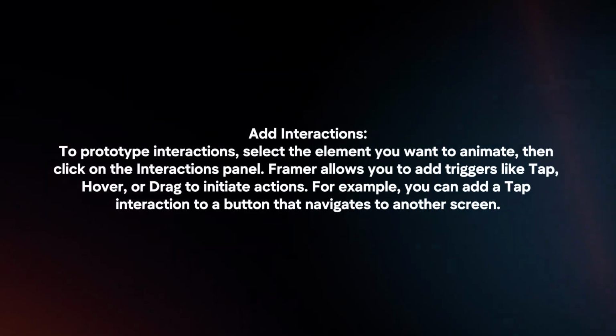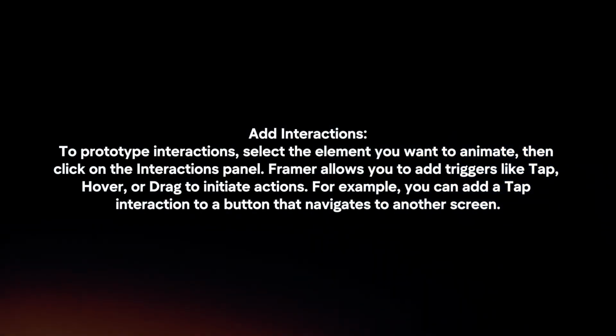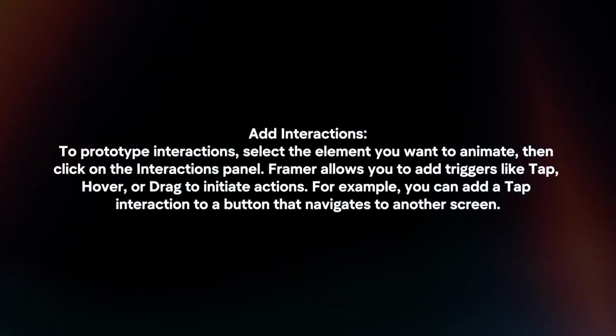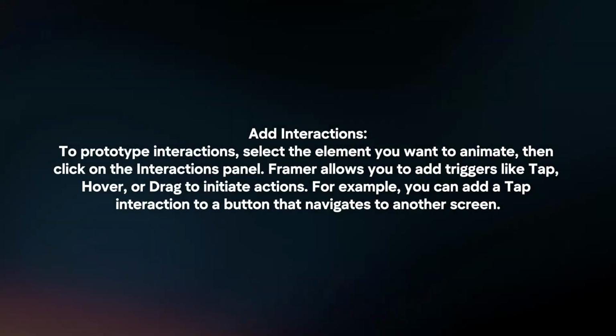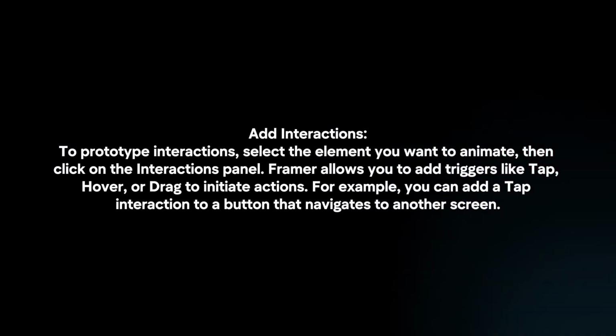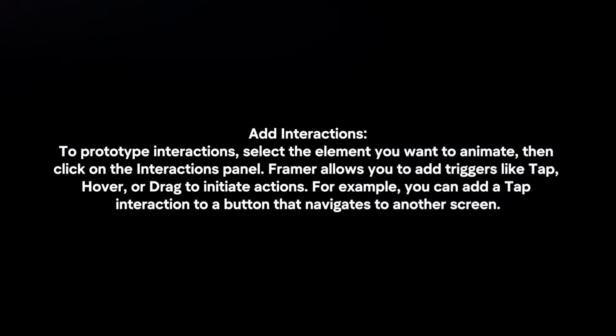Add interactions. To prototype interactions, select the element you want to animate, then click on the Interactions panel. Framer allows you to add triggers like tap, hover, or drag to initiate actions. For example, you can add a tap interaction to a button that navigates to another screen.